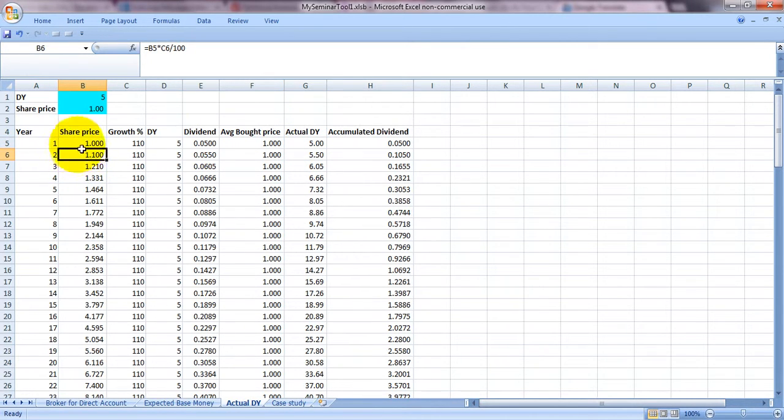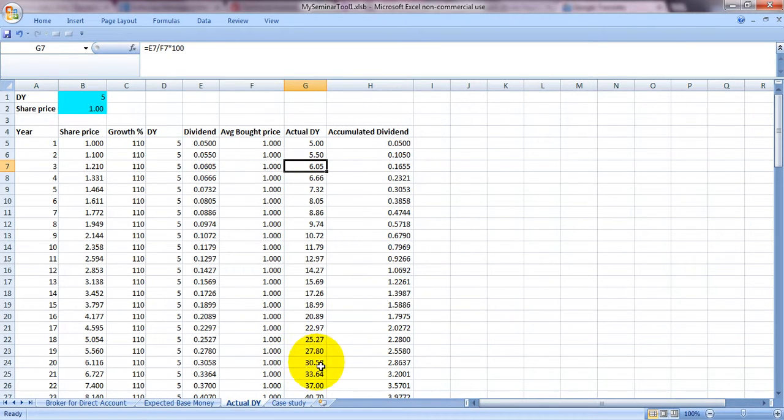For the second year, the share price goes to 1 ringgit 10 based on 10% growth, and the dividend yield still gives you 0.055. The average stock price I have is 1 ringgit. So the dividend yield over here is 0.055 divided by 1 ringgit, which is the average stock price I bought previously last year. So the actual dividend yield I have is 5.5%. You can see the growth over here every year.